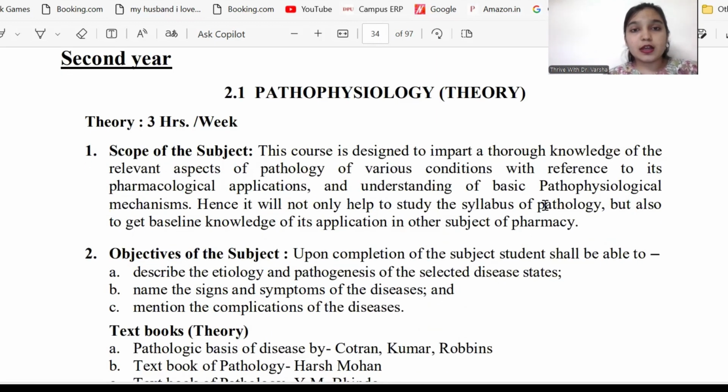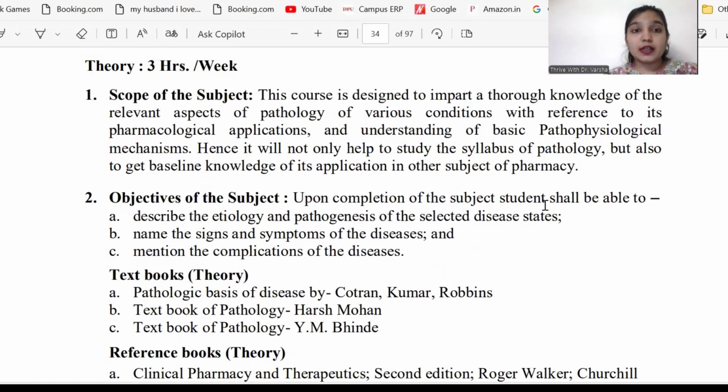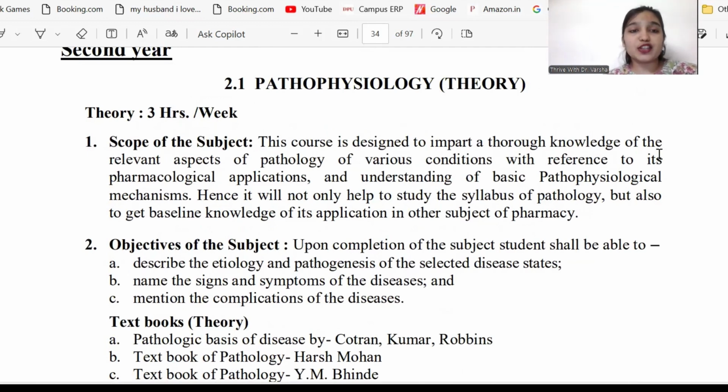Now let's discuss the first subject, that is pathophysiology. Why will you study this subject? What is the scope of this subject? This course is designed to impart a thorough knowledge of the relevant aspects of pathology of various conditions with reference to its pharmacological application and understanding of basic pathophysiological mechanisms. Hence, it will not only help you study the syllabus of pathology but also get a baseline knowledge of its application in other subjects of pharmacy. In this line you can understand how it is connected to other subjects in pharmacy and will be useful in your further years.